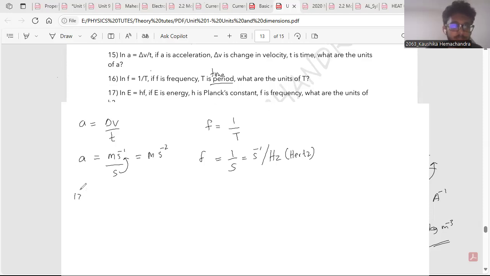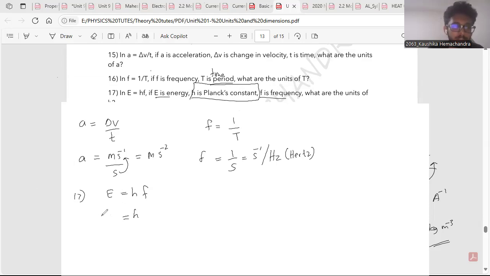17th one, E equals HF. Now it has frequency and E. We have to find the units of H, which is Planck's constant. You will learn this in physics in the last lesson, but you will learn this in, I think, the first lesson or the third lesson in chemistry, right? So energy, you can take joules even here, right? You mostly get it in terms of joules.